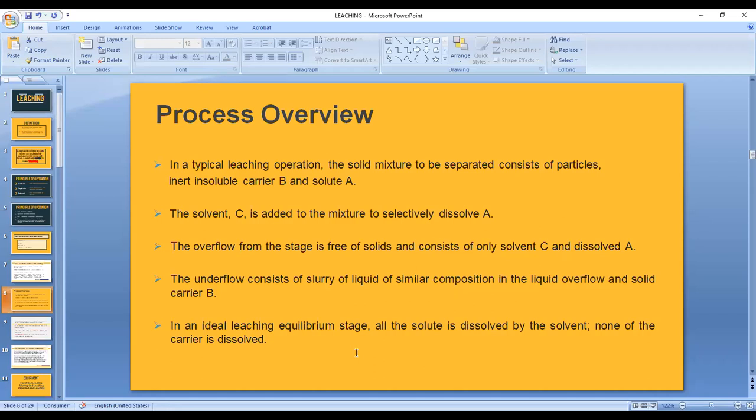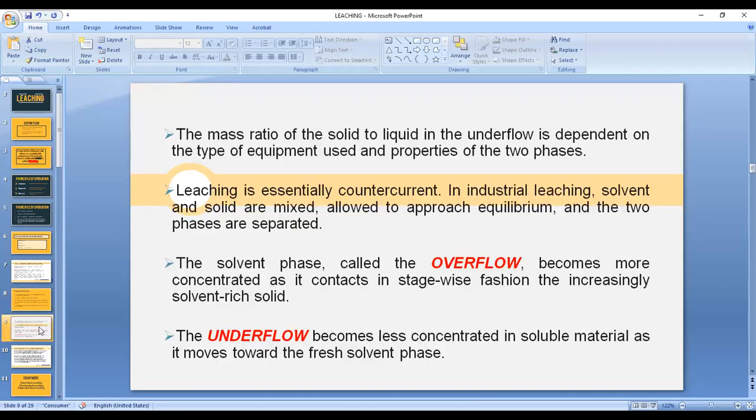In an ideal equilibrium stage for leaching, all the solute is dissolved by the solvent. None of the carrier is dissolved, so we assume that none of the carrier is dissolved. Now, the mass ratio of the solid to liquid in the underflow is dependent on the type of equipment used and the properties of the two phases. Now, leaching is essentially countercurrent, although it could be cross-current. In industrial leaching, solvent and solid are mixed, allowed to approach equilibrium, and the two phases separated.